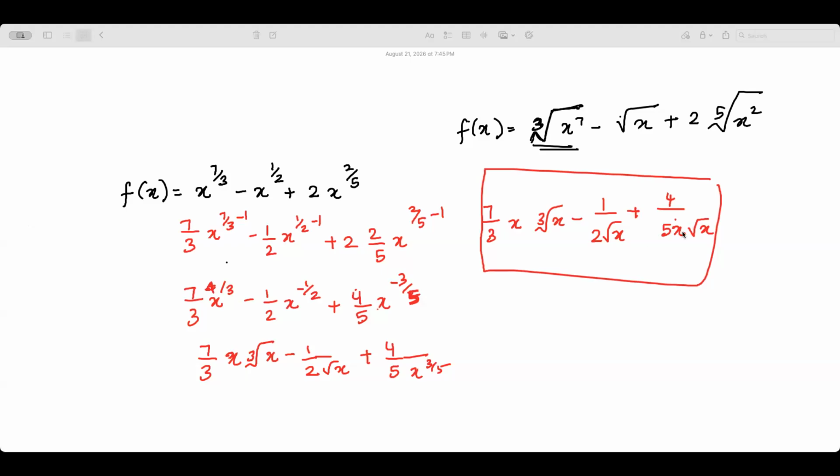Then that becomes, what is that? X cube. So 5 fifth root of x cube. Any questions? Any questions? No.